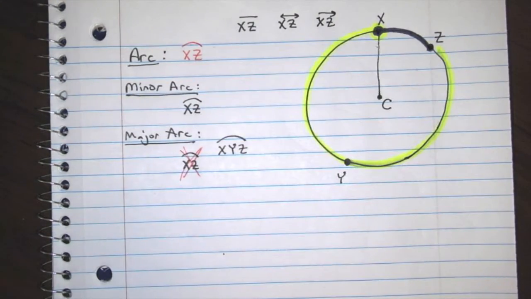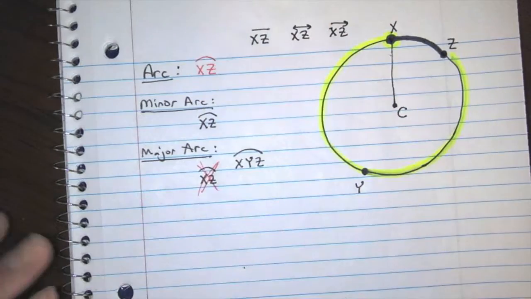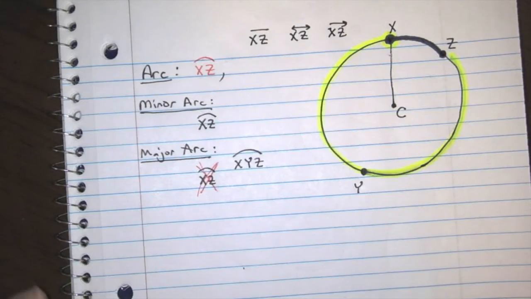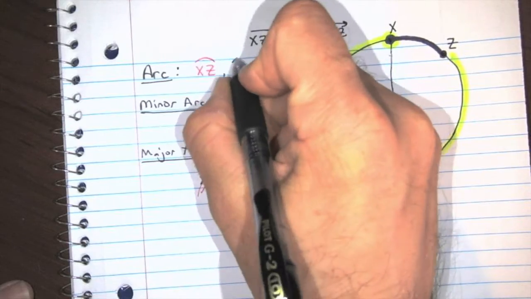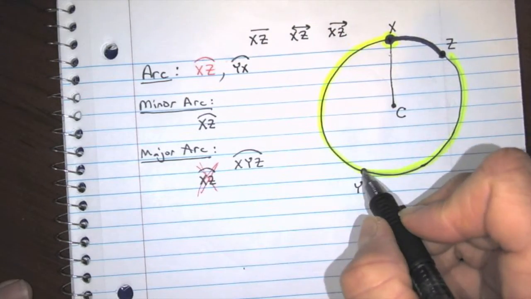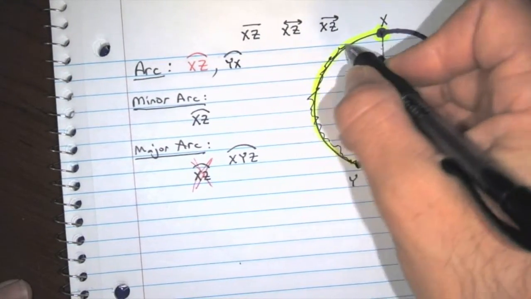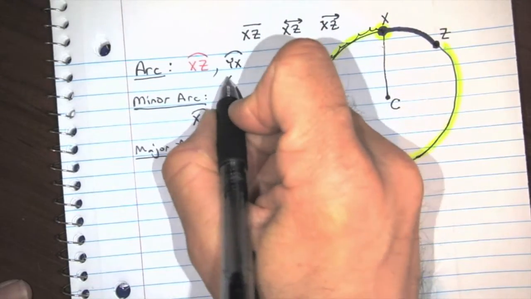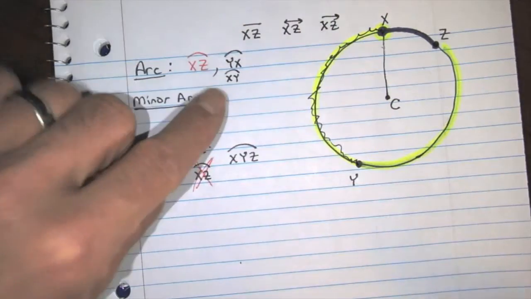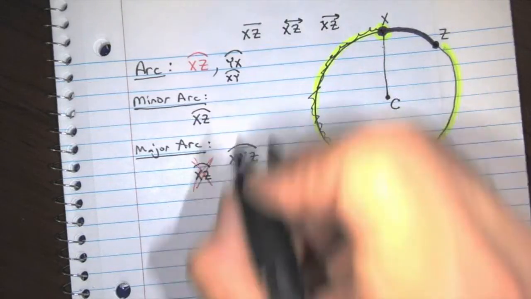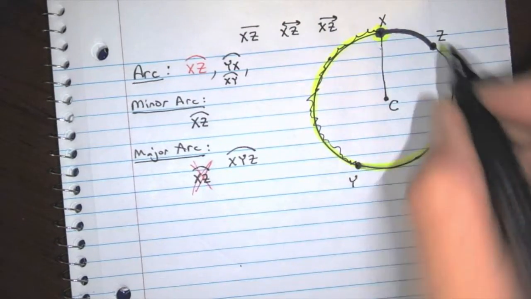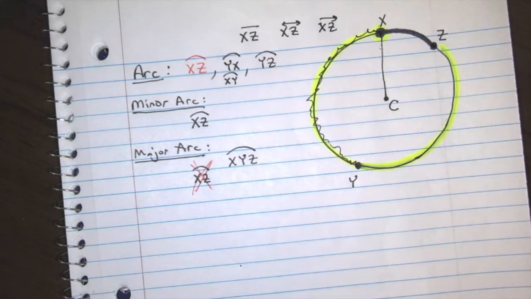It's any old arc, everybody. Here, let's go back up here to arc. Let's give a couple more arcs. Another arc could be YX. Starts at Y, goes to X. Or you could flip-flop it. You could always say it's XY. Once again, it doesn't matter. Third arc, you could say YZ. I'm just going to give you a couple examples of what arcs are.